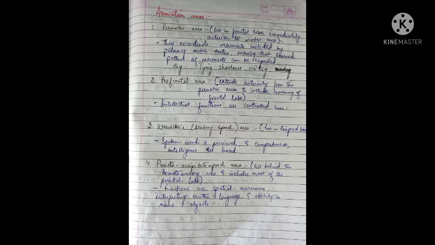Then next is the parieto-occipito-temporal area. The functions of this area are spatial awareness, like interpreting written language and ability to name the objects. So these are about the areas of the cerebral cortex.